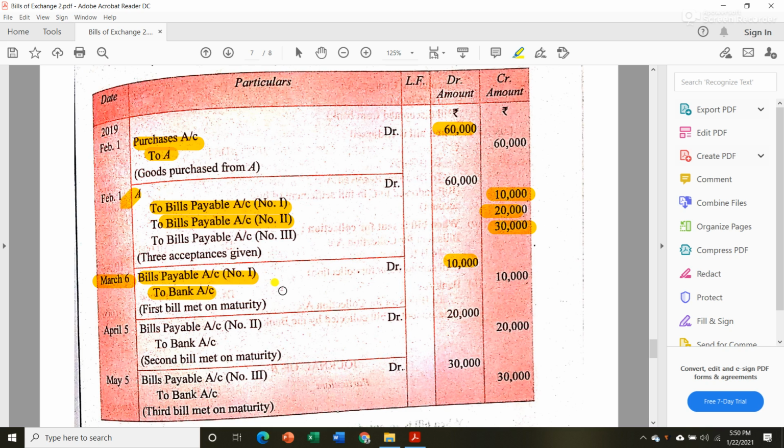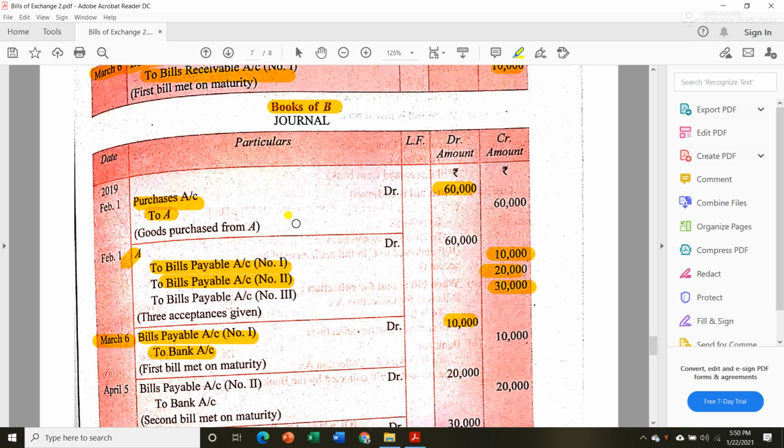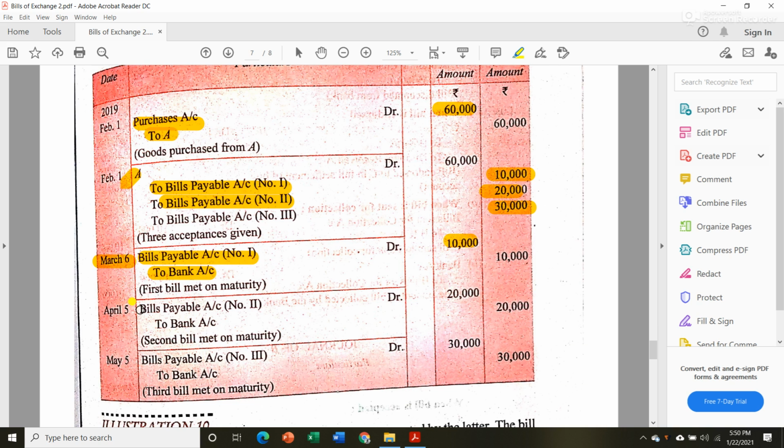Okay, so after adding 30 more days to 3rd March, we got 60 days on 2nd April. Okay, then add 3 days of grace, we got April 5th as our due date for the second bill. So on 5th April, B made payment for that second bill. So for that we will pass the journal entry as bills payable account number 2 to bank account rupees 20,000.